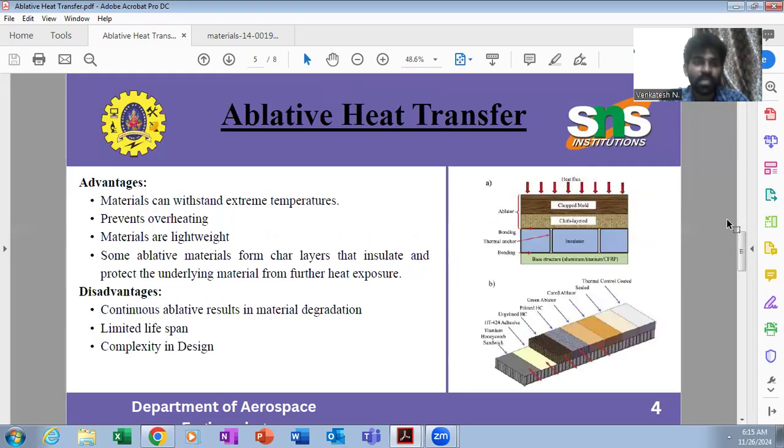Now, ablative heat transfer is advantageous. Its materials can withstand extreme temperatures, it prevents overheating, and the materials are lightweight. Some ablative materials form char layers that insulate and protect the underlying material from further heat exposure. The disadvantages are that continuous ablation results in material degradation, limited lifespan, and complexity in design.